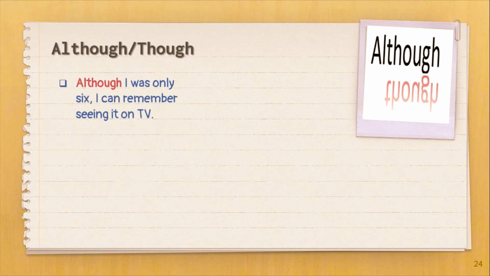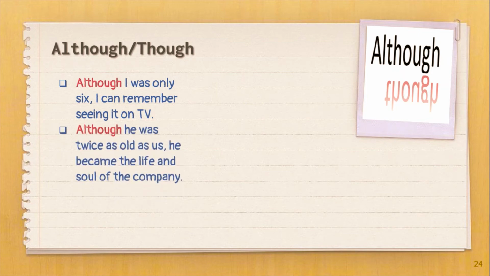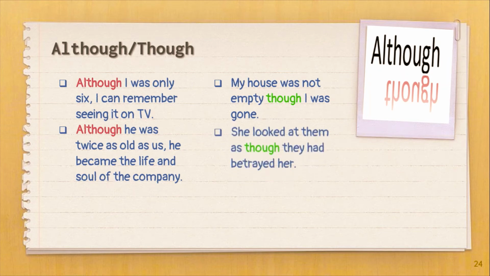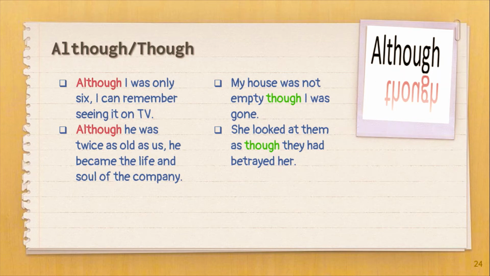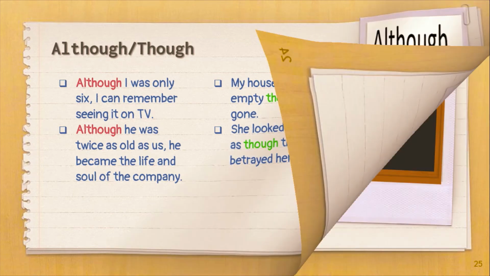Although I was only 6, I can remember seeing it on TV. So although was used at the beginning of a sentence. Although he was twice as old as us, he became the life and soul of the company. My house was not empty, though I was gone. So though was before the clause. She looked at them as though they had betrayed her.